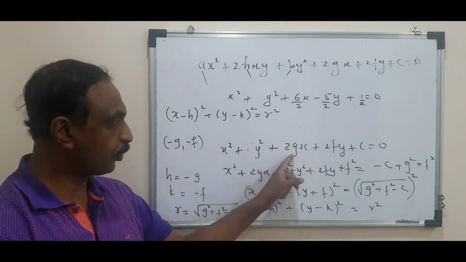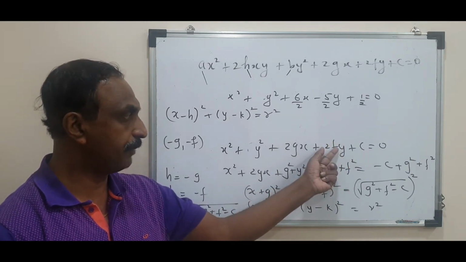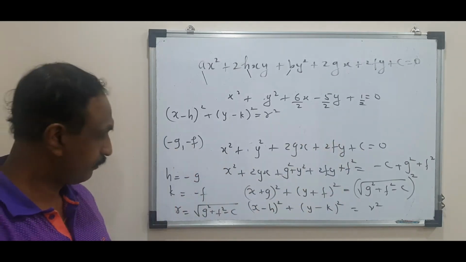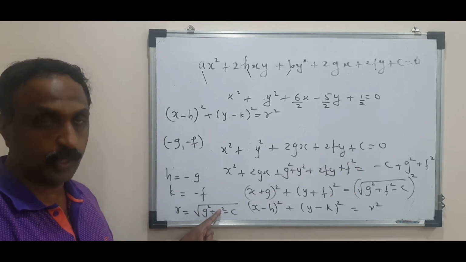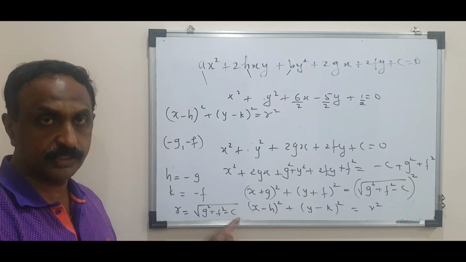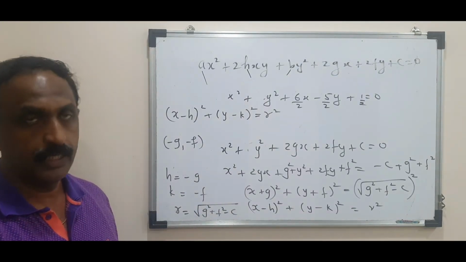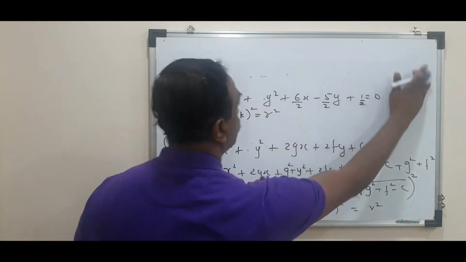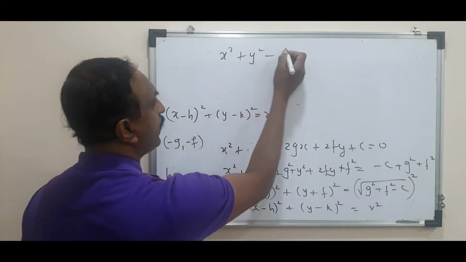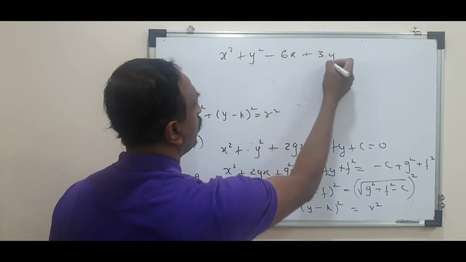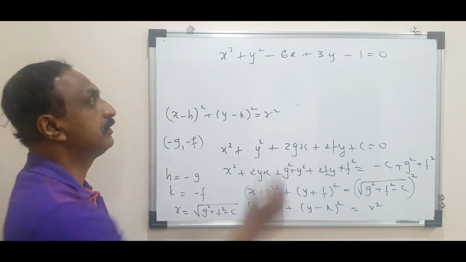So divide the coefficient of x by minus 2, divide the coefficient of y by minus 2, and you will get the center. And the radius is the sum of the squares of the center coordinates, minus the constant term, under the square root. So this is the fast method that you should apply to find the equation of a circle. Let's say we are given the equation of a circle x square plus y square minus 6x plus 3y minus 1 equal to 0. I want to find the center of the circle.